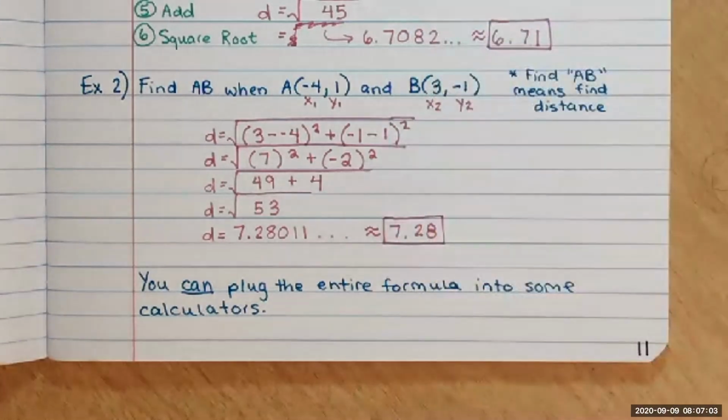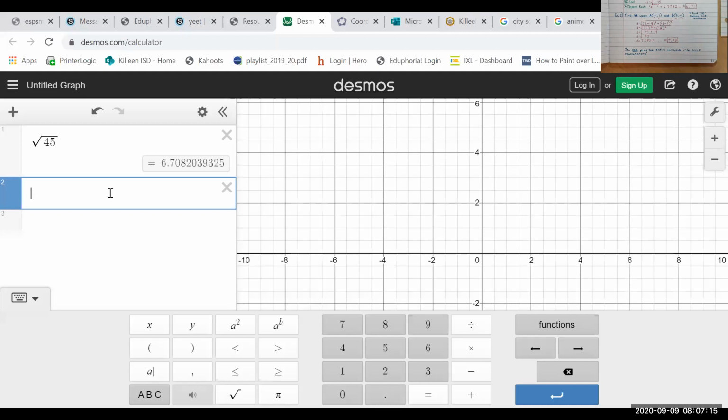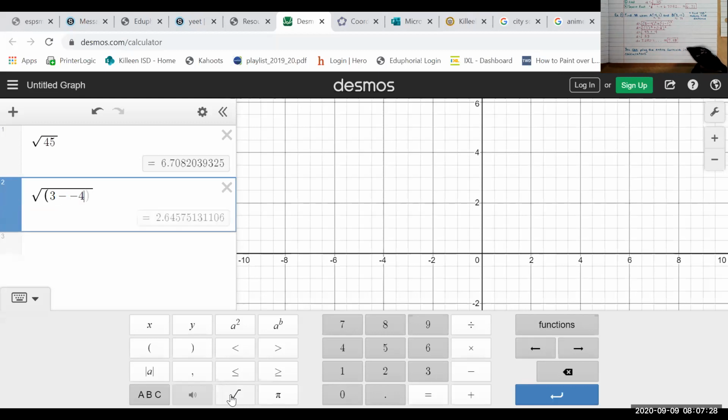Now, for y'all at home who don't have that, I'm going to share my screen again and we're going to look at Desmos. So I'm going to do the same thing I did on that fancy calculator, but here. I'm going to start by hitting the square root, and I'm going to type everything as I see it. Parenthesis, 3 minus negative 4, and parenthesis. And then I can hit this to square it.